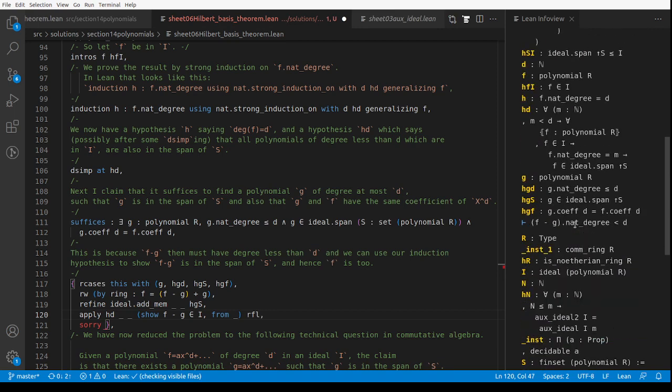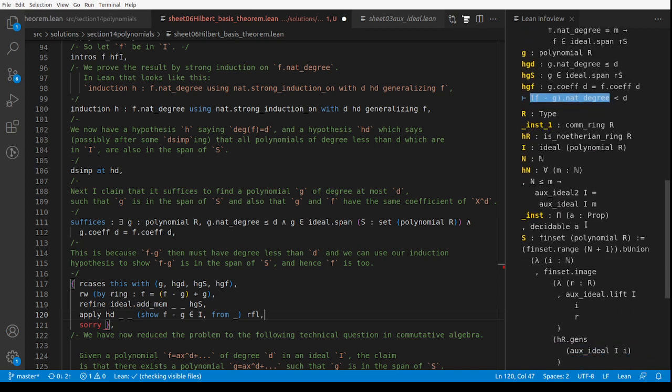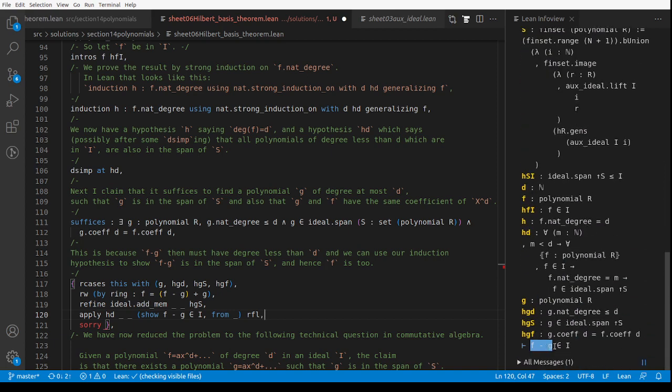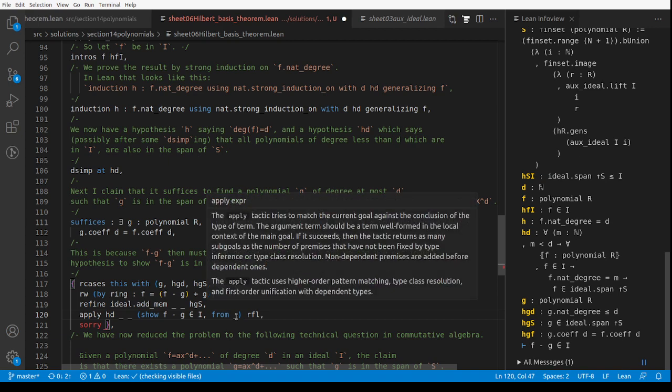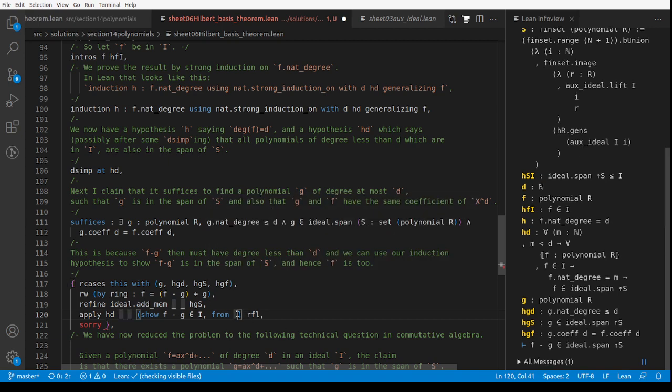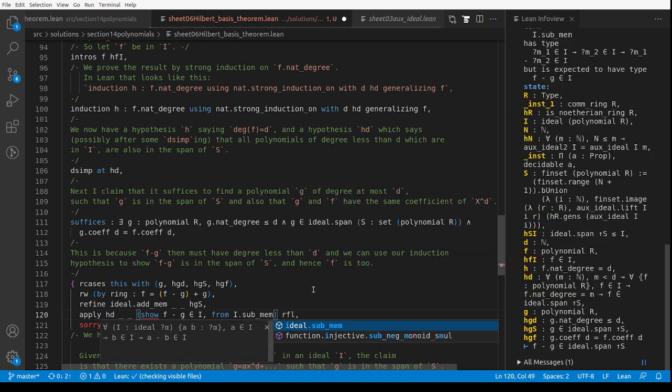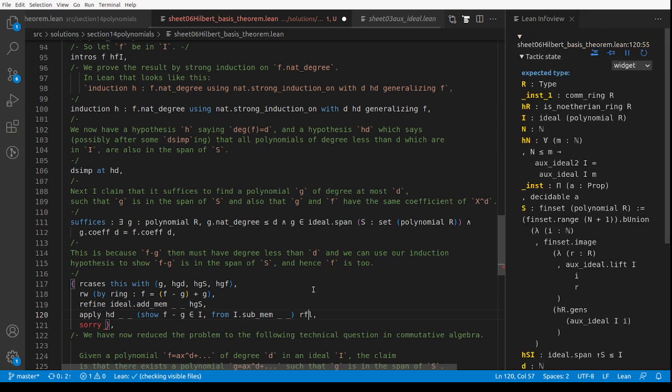Now we've got 2 goals, and one of them is this degree is less than d. So that looks good because the degree of g is less than d, the degree of f equals d, and the leading coefficients are equal. So that should be fine. And this second goal says that f minus g is in I. I mean, so I could actually start proving this. So this is I dot submem, right? I dot submem something something. And now what?